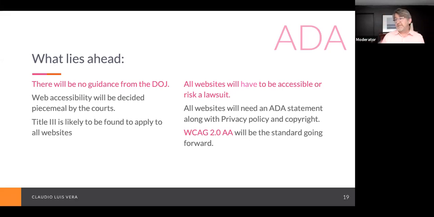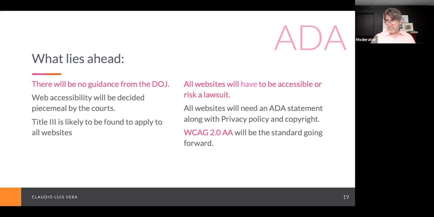So what's happened then, as a result, is that the Department of Justice is giving us no guidance when it comes to how the ADA applies to websites. So it's getting hashed out in the state courts and even more so in the federal courts. And most likely, there's going to be some sort of ruling in the next couple of years from the courts that says that Title III is going to apply to all websites. And for now, you have to be accessible or you're going to risk a lawsuit.